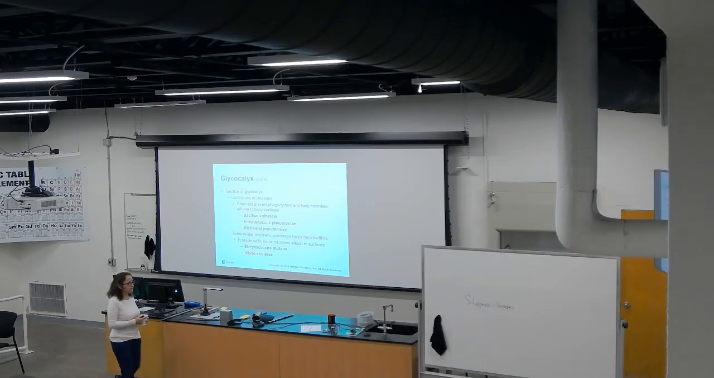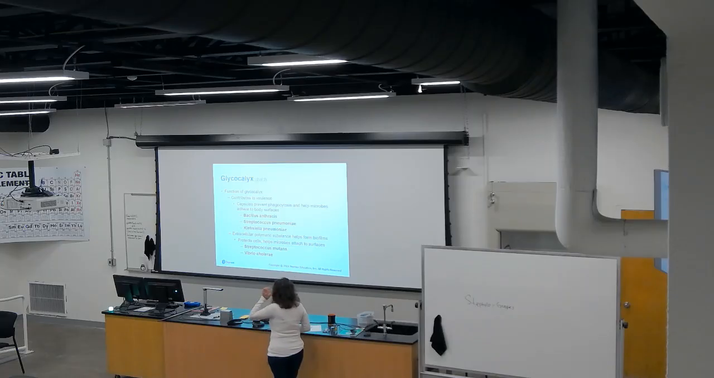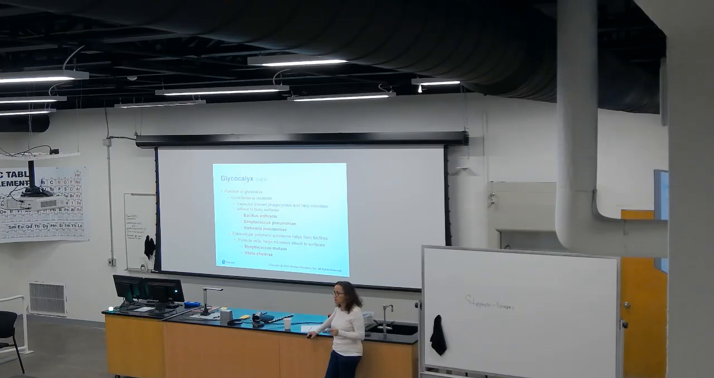So one of the functions of this capsule or this material is not only adherence, but also helps bacteria to resist attack of the host cell immune system. So it prevents phagocytosis. And this contributes to virulence. Virulence is the ability of a pathogen to cause a disease. The more virulence a pathogen has, the more likely it is going to produce an infection.